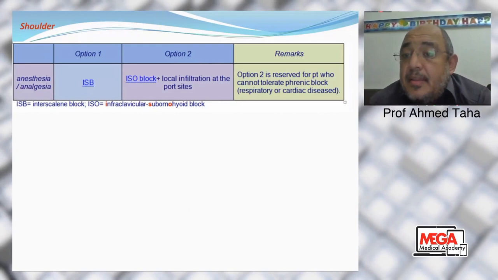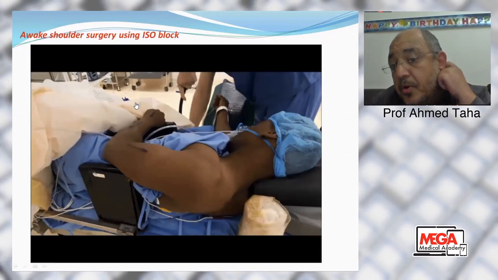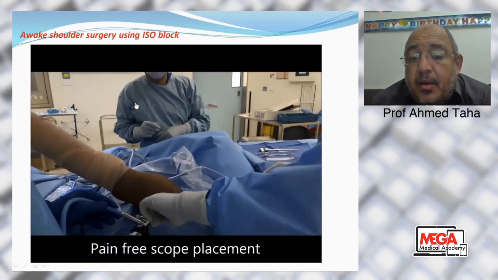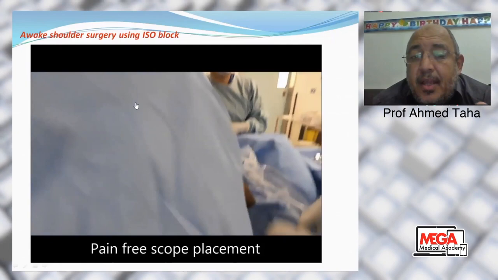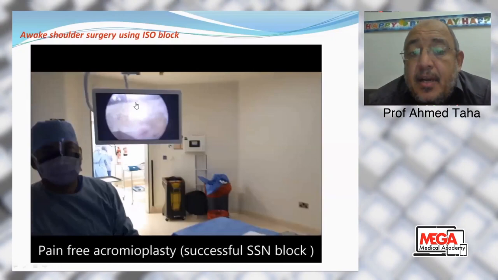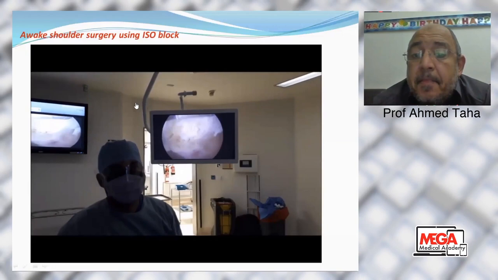And in this video, you see this iso block used alone as the anesthetic for a patient for shoulder surgery. As you see, there is free introduction of the scope. The patient is breathing spontaneously with light sedation, midazolam. As you can see, the patient is breathing spontaneously, with some oxygen supplementation. And even with a very tense bipolar use, this is an acromioplasty, which depends on the suprascapular nerve block. The patient is very comfortable. And this is after surgery.